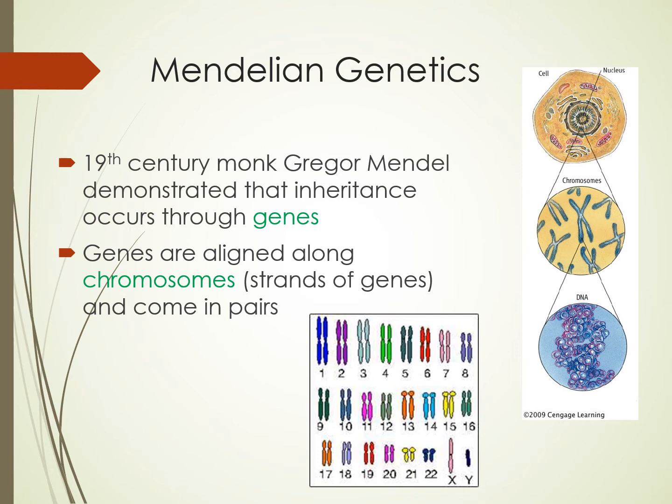So if we look at the number 1 pair there in the picture on the bottom, which is showing our 22 autosomal chromosomes, and then our XY, in this case a male's sex chromosomes as well, if we're looking at the number 1 there, there's going to be a place on the left one and a place on the right one that kind of match up, and those will be alleles of the same gene.